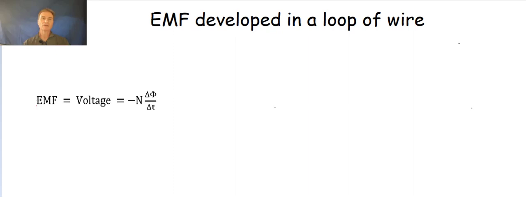So over on the left-hand side, I've placed the equation for the EMF, and EMF just stands for electromotive force, which is sort of an old style word for voltage. And the electromotive force is equal to the negative of the number of loops of wire in whatever it is we're working with, times the change in the magnetic flux inside of that coiled wire, divided by the time it takes for that change to occur.